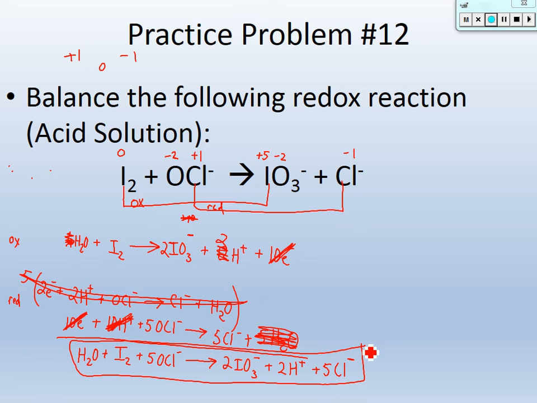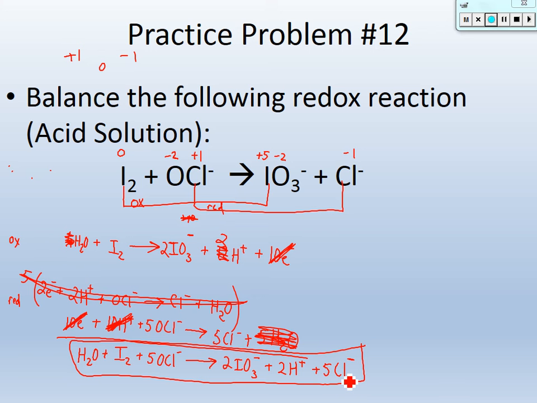How can I make sure? Balance it. Yeah, let's balance it. How many hydrogens here? 2. How many hydrogens here? 2. How many oxygens? 1 plus 5 is what? 6. How many oxygens here? 6. How many iodines? 2. And how many iodines here? 2. How many chlorines? 5. And how many chlorines here? 5. Are we balanced in terms of number of atoms?